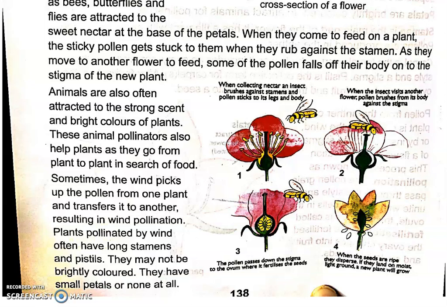Now, sometimes the wind picks up the pollen from one plant and transfers it to another, resulting in wind pollination. Sometimes what happens is that when the wind is too strong, the flowers will shake and the pollen will fly, and it will go from one plant to another plant, and this is how pollination also occurs.